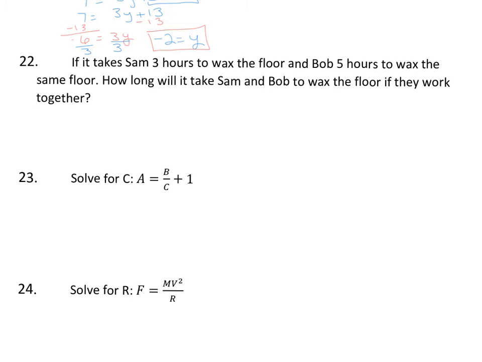Okay, so we're going to write a little equation here, just like we practiced in class. Sam's time. If it takes Sam 3 hours to wax the entire floor, he can do 1/3 of the floor in 1 hour. If it takes Bob 5 hours to wax the floor, he can do 1/5 of the floor in 1 hour. And that will equal the reciprocal of their total time, or 1/t.